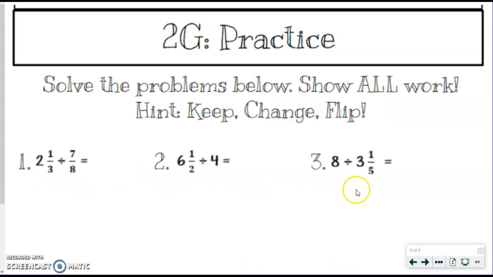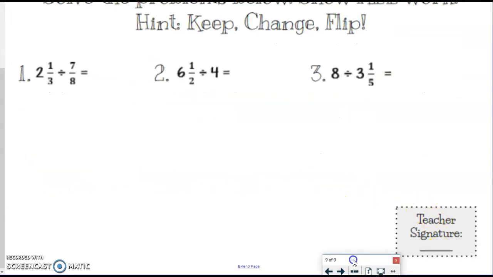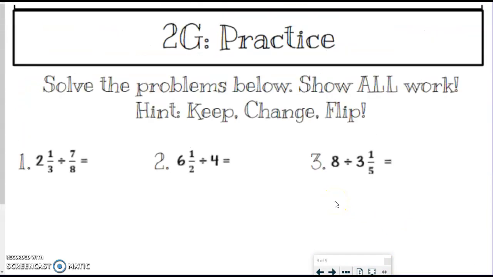And you've got 3 practice problems that you do need a teacher signature for. Okay, and don't forget you need a teacher signature on the last practice problems too. So please make sure you get that taken care of. Okay, don't forget to change them to improper fractions first. If you need to go back and look at the video, feel free. Otherwise, keep it rolling. You got it.